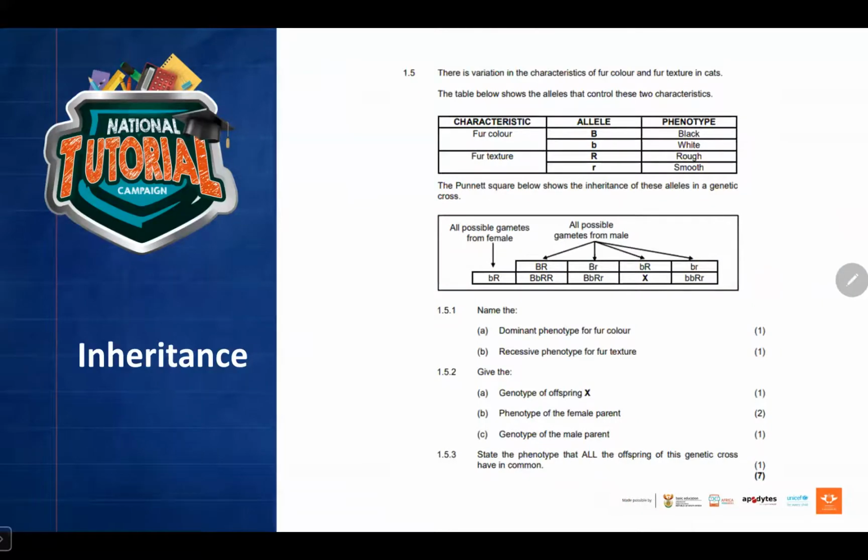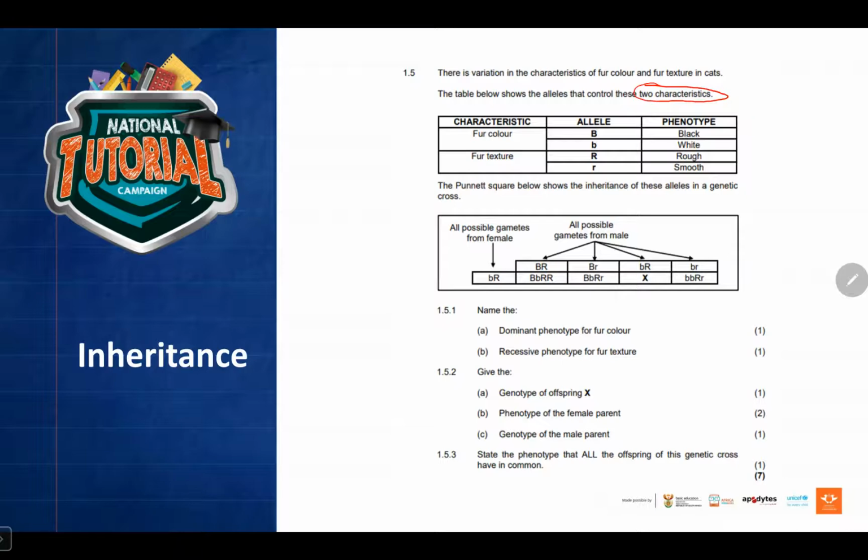Going on to question 1.5. This is inheritance as well, a Punnett square, and it reads, there is variation in the characteristics of fur color and fur texture in cats. The table below shows the alleles that control these 2 characteristics. So here we can see that we are working with 2 characteristics, so we are working with a dihybrid cross. So we're crossing 2 things at the same time, so it's not as simple as the previous question.